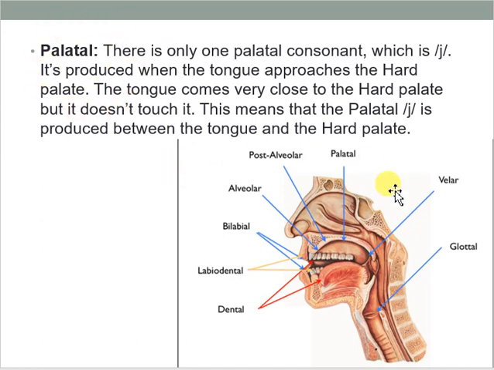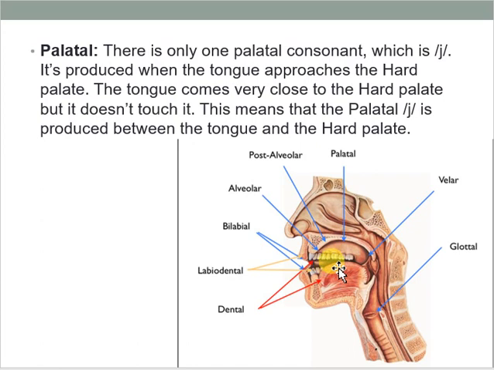With the palatal place of articulation, we use the whole palate, the whole roof of the mouth. The only consonant which is produced in the palatal place of articulation is the y sound, and it is produced when the tongue approaches the hard palate.